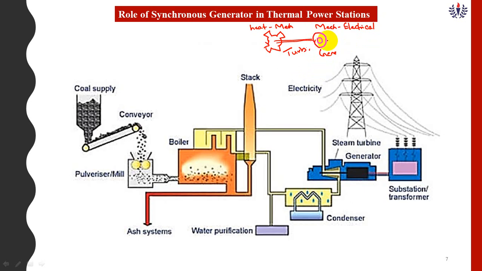Once the electrical energy is generated, it will be transferred to the transformer. This is the transformer we are seeing here. This transformer will step up or step down, and it will be transferred to the transmission lines. This is the process.